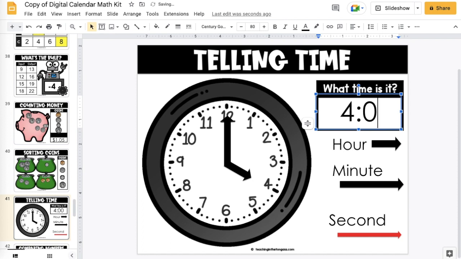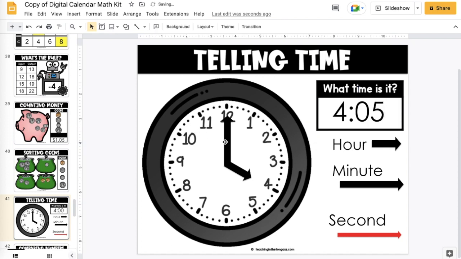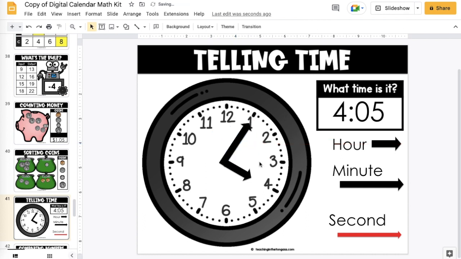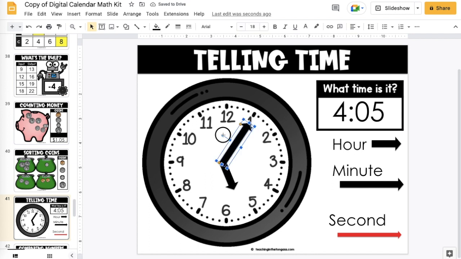Let's change this to 4:05, and that means all we need to do is change our minutes to 05, which is just a jump of 5 minutes pointing to the 1. So now it shows 4:05. All right, now let's go ahead and move our hour hand in between 2 numbers. We know that if it hasn't reached a number yet, it is still the old number. So if I put it right in between 5 and 6, it hasn't reached 6 yet.